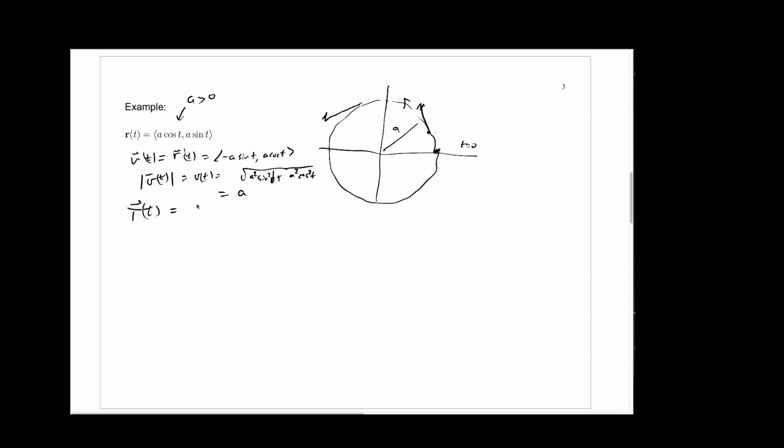The unit tangent vectors are just the velocity vector, which is this vector here, minus a sine t, a cosine t, divided by the length, which is a. In other words, the unit tangent vector is just the vector minus sine t, cosine t. The unit tangent vectors will just be vectors tangent to the motion, always of unit length. Now, will those be longer than or shorter than these? That depends what a is. If a is about 2, then you'll see these unit tangent vectors will be half the length of the velocity vectors.